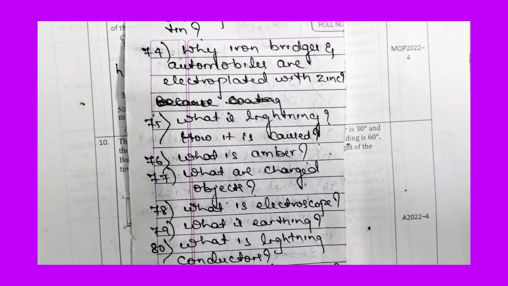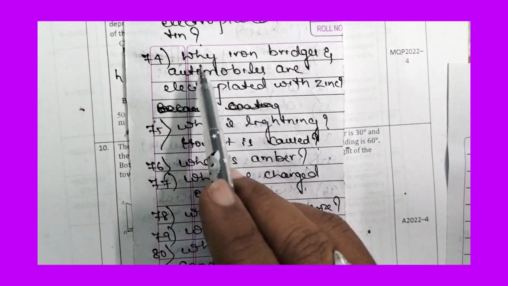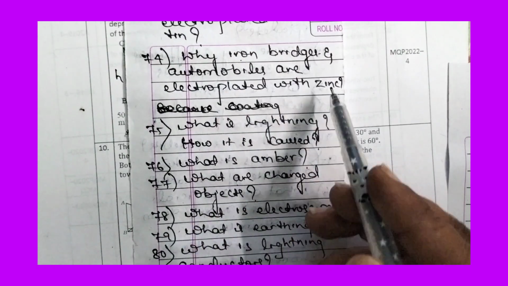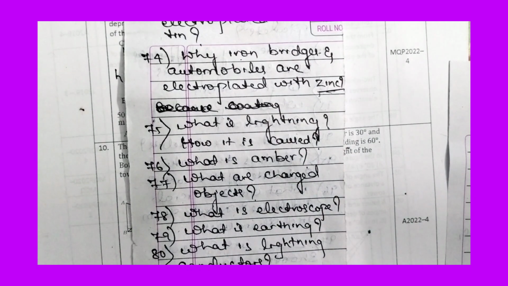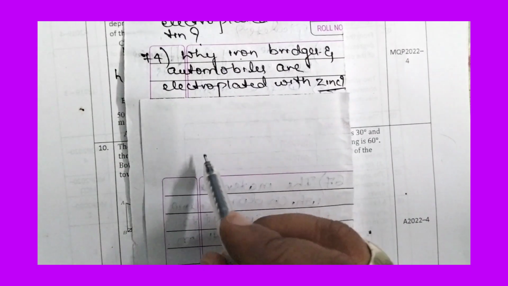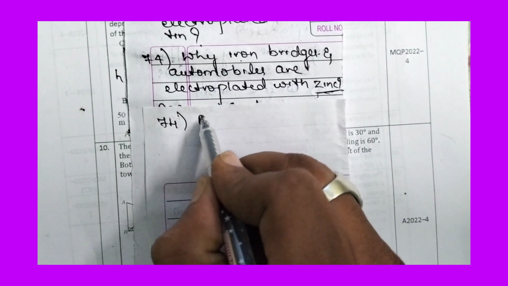Let us answer the 74th question. The 74th question is, why are iron bridges and automobiles electroplated with zinc? We saw why chromium is used and why tin is used. Now let us answer why it is electroplated with zinc. Let us answer the 74th question.